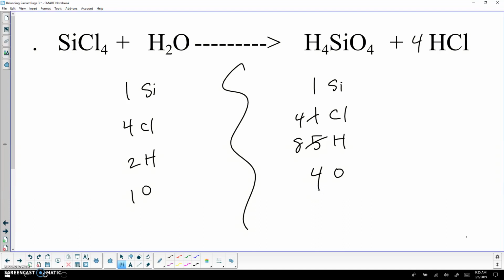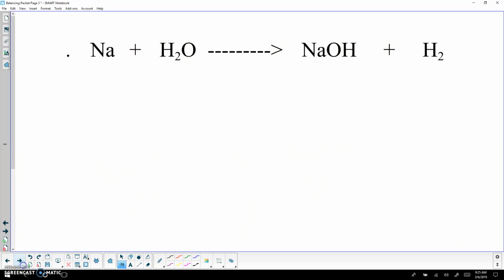Okay, that looks good. Hydrogen, we have 8 and we have 2. If I put a 4 in front of here, this becomes 8. Oxygen turns into 4. Okay, hey, we just fixed it. So 1, 4, 1, 4 are the coefficients.